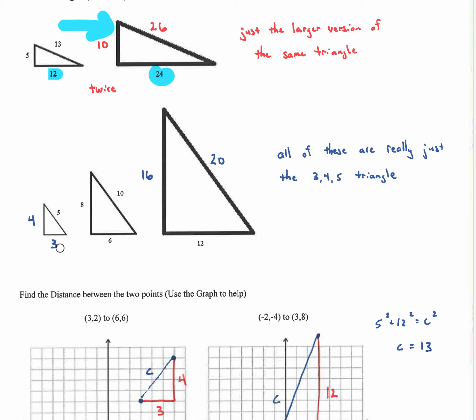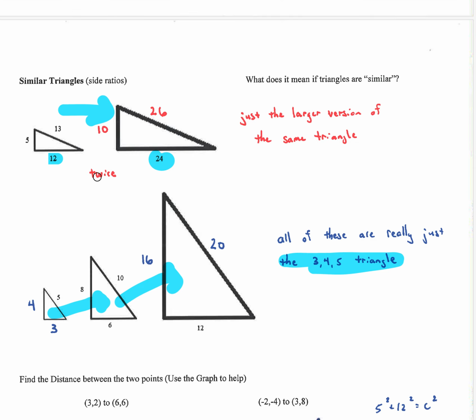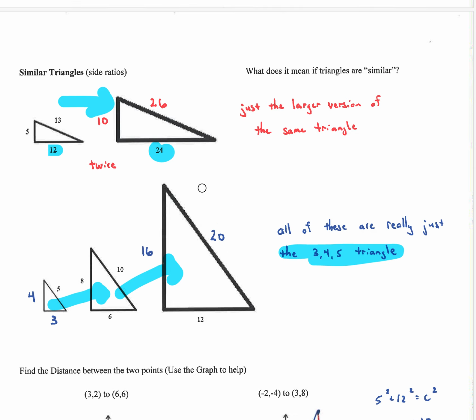Same thing here. Take the 3, 4, 5 and double it. And you get the 6, 8, 10. Double that again, and you get even a bigger triangle. That's 12, 16, 20. They're all the same triangle, same angles, same ratios, just different sizes of the same triangle. Okay, and this is something we'll certainly explore much more in terms of similar triangles and scale factors, but I just figured we could throw it in there now.